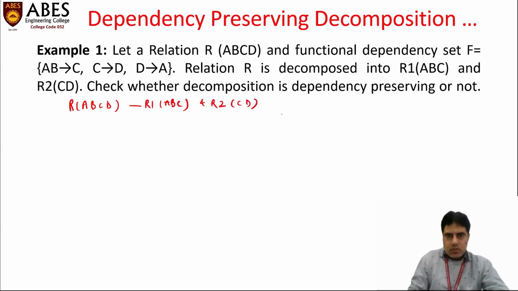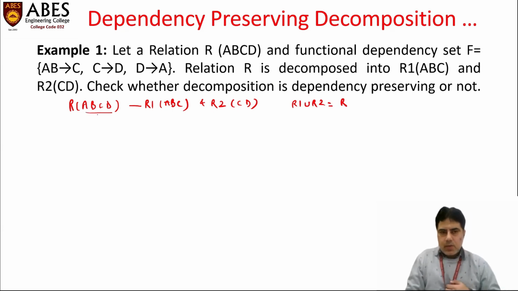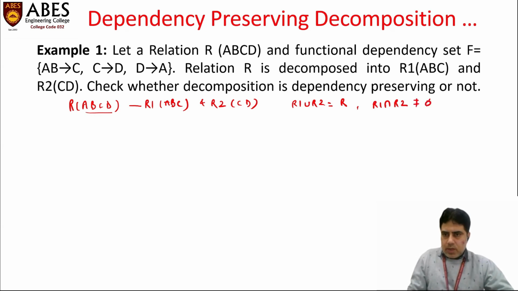First of all, we have to check that R1 union R2 must be equal to R. The combination of A, B, C and C, D gives A, B, C, D, so we get all the attributes present in relation R. And second, R1 intersection R2 does not equal phi; there must be some common attribute. Here the common attribute is C. Now we will check whether this decomposition is dependency preserving or not.